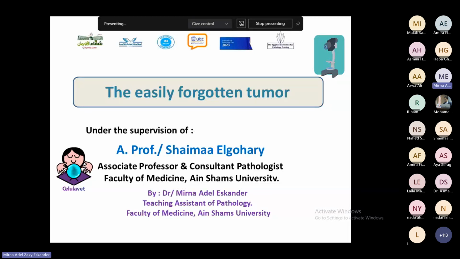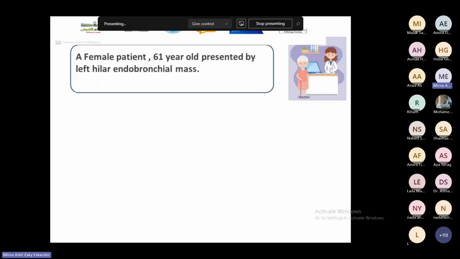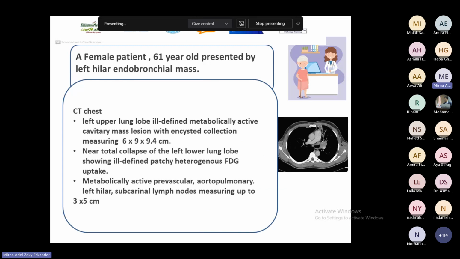Our case for today is a female patient, 61 years old, presenting with a left hilar bronchial mass. The CT chest showed a left upper lung lobe ill-defined active cavitary mass with encysted collection measuring 6 x 9 x 9.5 centimeters, with near total collapse of the left lower lung lobe, showing an ill-defined patchy heterogeneous uptake, and also metabolically active prevascular and aortopulmonary left hilar lymph nodes measuring up to 3 x 5.